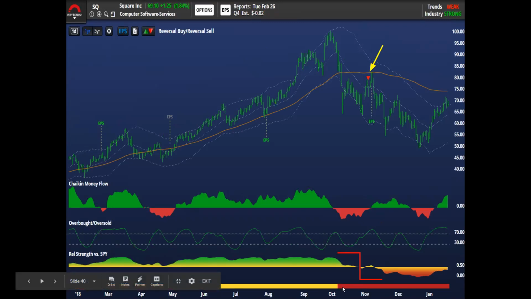Why? Chaikin Power Gauge rating turns bearish in October. In November, stock begins to underperform the market. So we have software underperforming, and now we have a weak stock underperforming the market. Type of name we want to avoid or sell. We get one of our proprietary sell signals here at $80. Stock goes to $50 shortly thereafter.